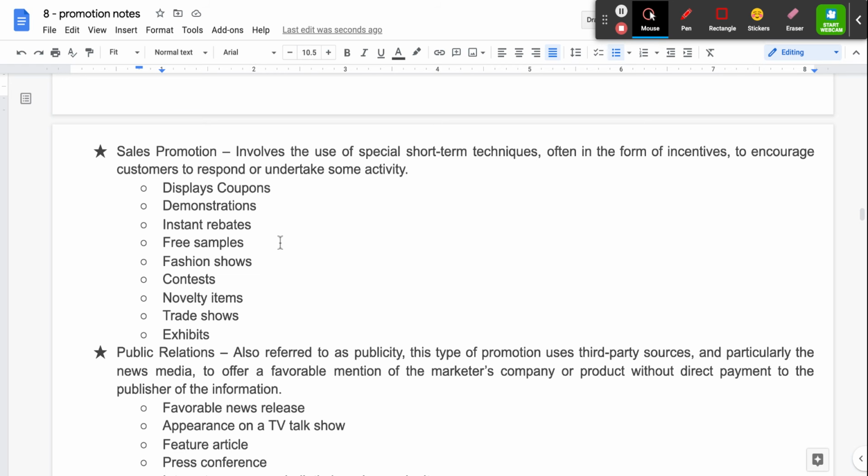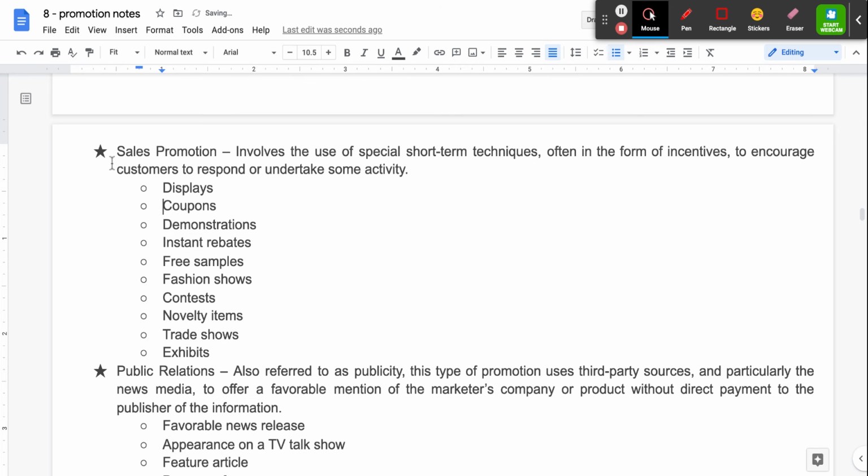The next one that we talk about is sales promotion. So it involves the use of special short-term techniques, often in the form of incentives, to encourage customers to respond or undertake some activity. So displays, coupons. That's a great sales promotion. Demonstration, instant rebates, free samples.